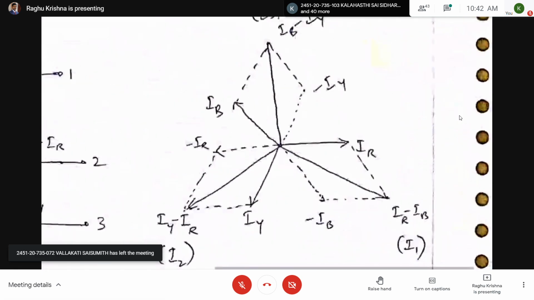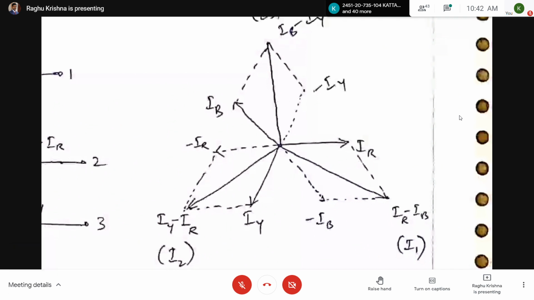So I1 is the line current, IR is the phase current. On the horizontal plane you have IR. 30 degrees below IR you have the I1. That means I1 is 30 degrees behind the respective phase current. Line currents are 30 degrees behind their respective phase currents.